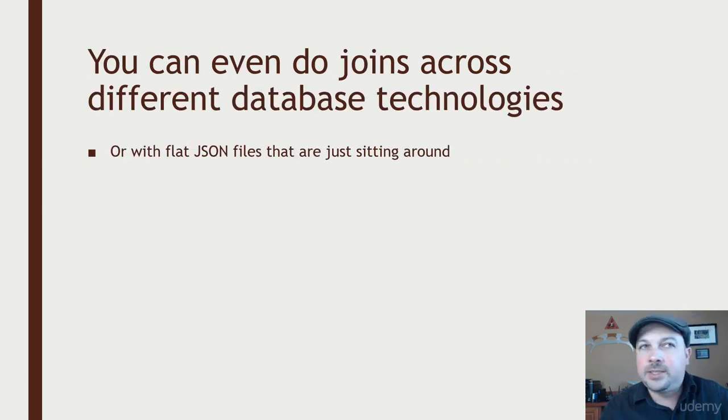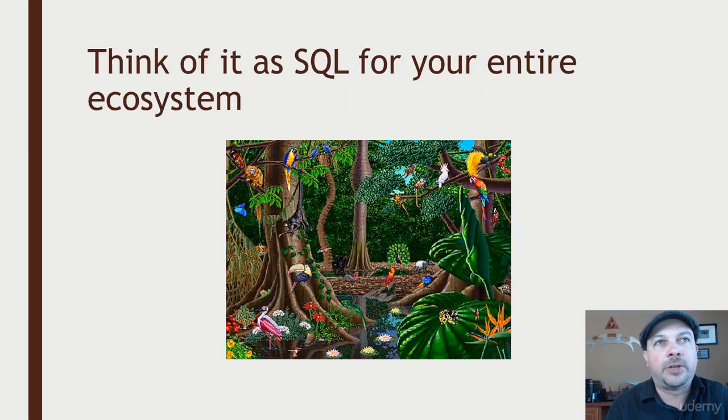You can even do joins across different database technologies, or even with flat data files. So you can join data between your MongoDB instance and your Hive instance and your HBase instance and some random JSON file you have sitting off in Amazon S3 somewhere. So a really powerful thing about Drill is that if you have data sitting in a bunch of different sources, Drill can potentially let you tie them all together in single SQL queries very efficiently. So I think it's pretty cool. Think of it as SQL for your entire ecosystem.